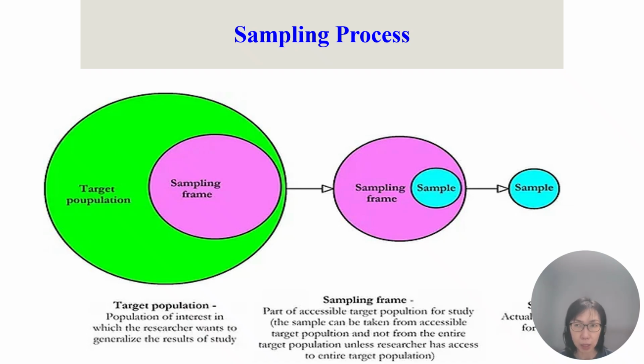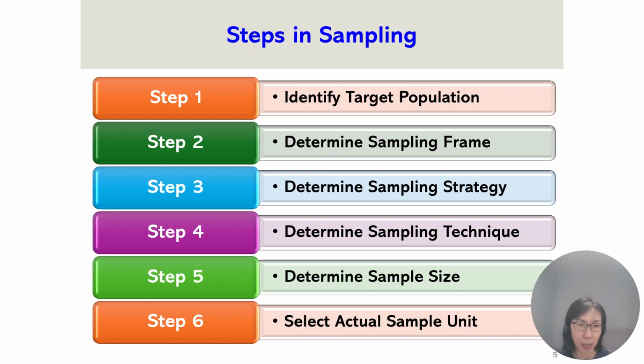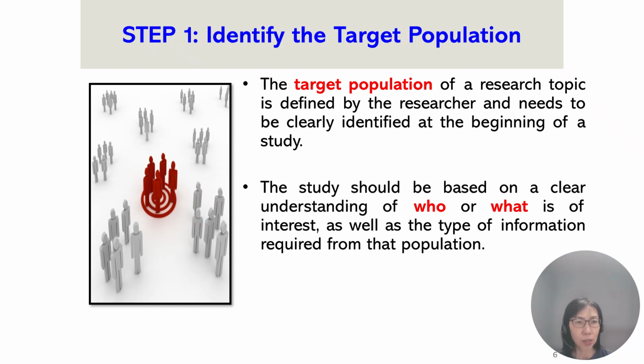Now I'm going to lead you through the steps in conducting sampling. Overall, there are 6 steps. The first step is to identify the target population. The second step is to determine the availability of the sampling frame. The third step is to select the sampling strategy, followed by the fourth step, to determine the sampling technique. After the fourth step, the next thing we need to do is determine the sample size, and finally select the actual sample units and collect the data, right? So let's look at the first step.